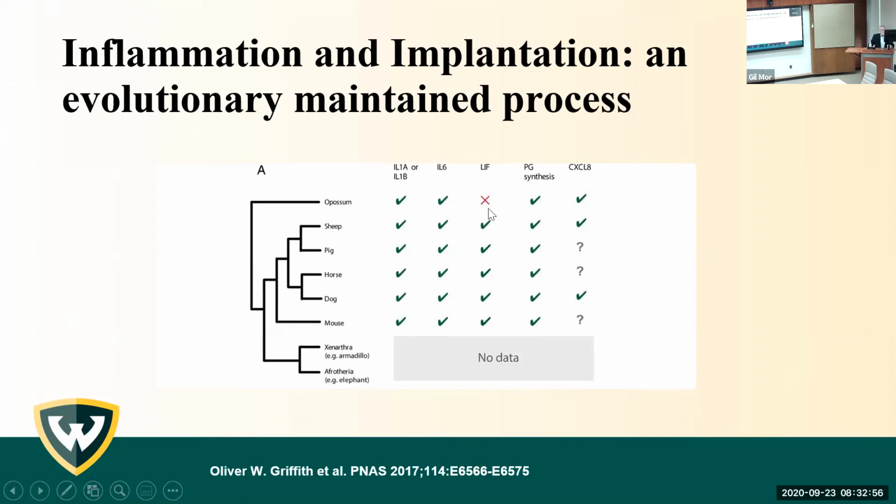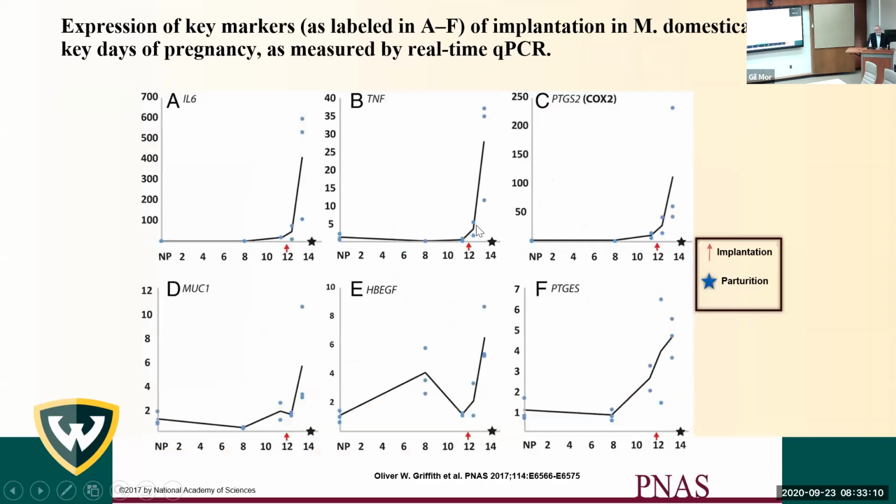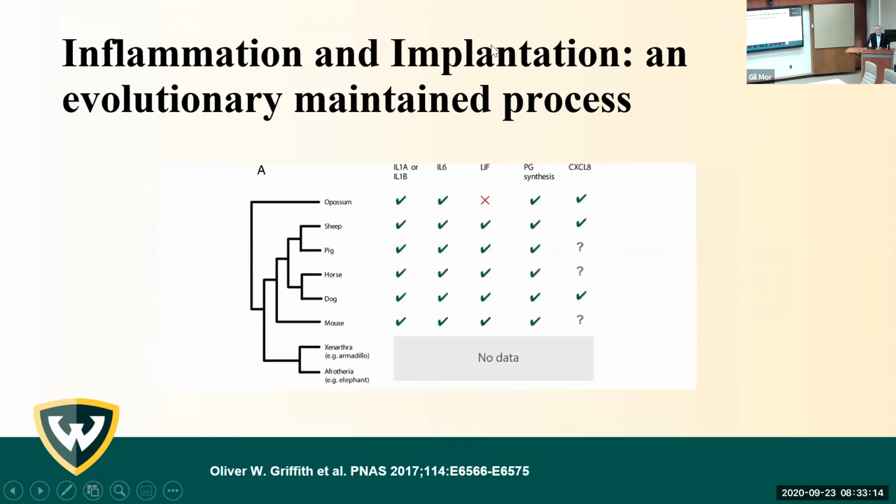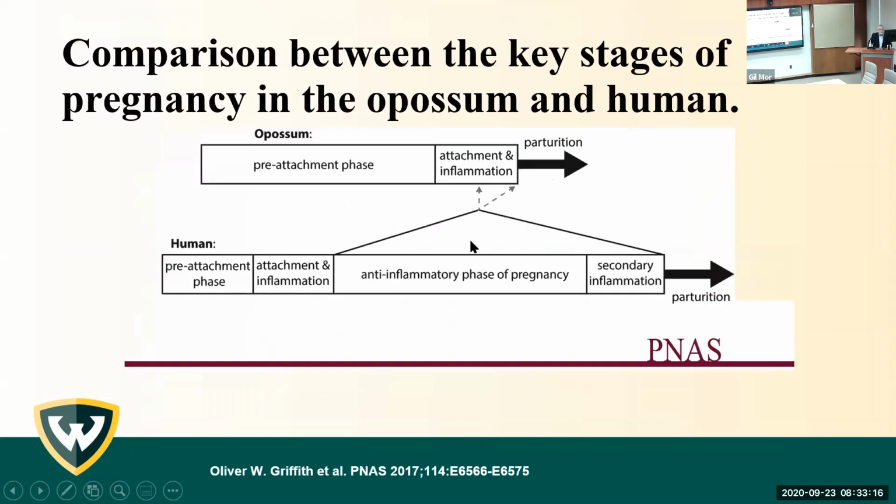LIF, for example, is not in the opossum. Important. Remember that LIF is not in the opossum, but is in other species like the sheep, the pig, the horse, and so on. But as I was telling you, if we go back here, we have an inflammation at the beginning, and the inflammation just continues going up. Why? What is the meaning of that? So let's put it in this graphic, and I will go into more detail.